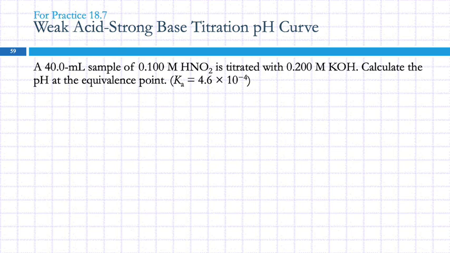Yeah, here, we're not given the volume, right? We're not given the volume of the KOH. Is it the volume equal or the concentration equal at the equivalent? At the equivalence point, the moles are equal. Yeah. So the first thing we have to do is calculate what is that volume. So HNO2, I almost wrote 3.